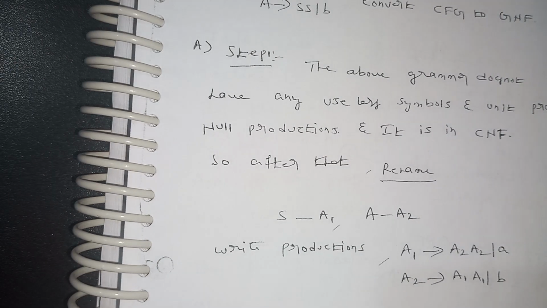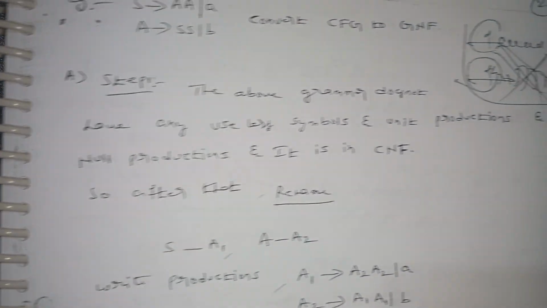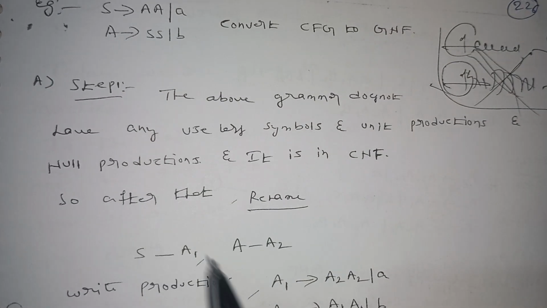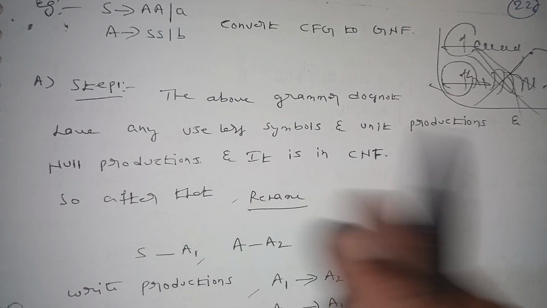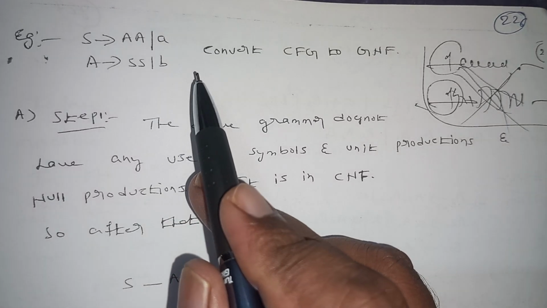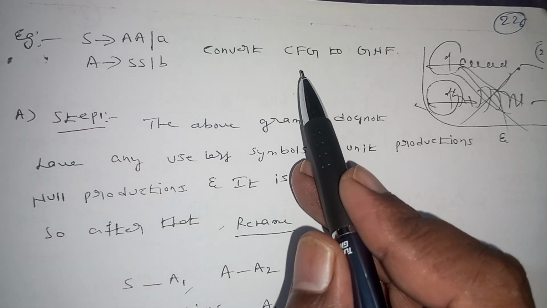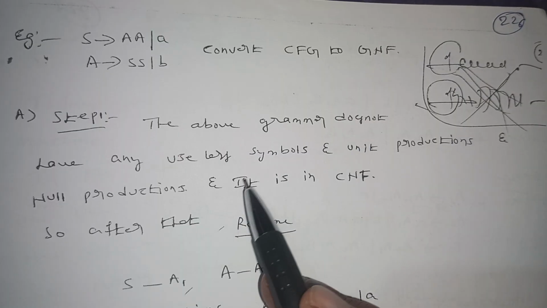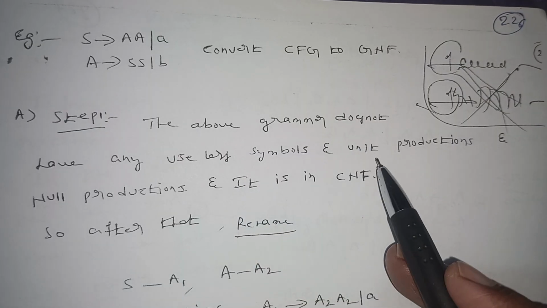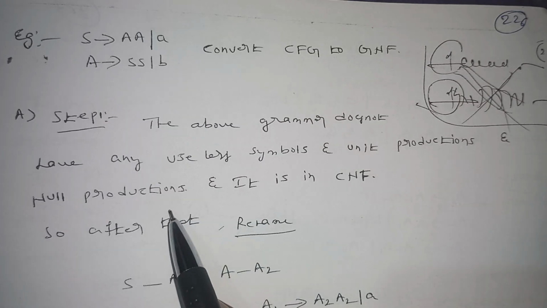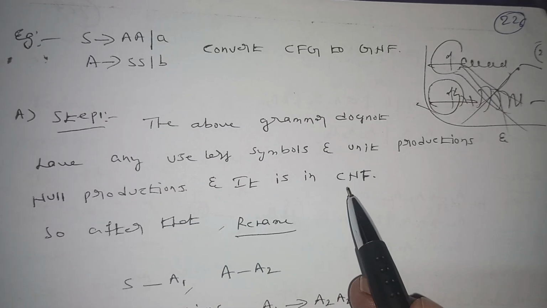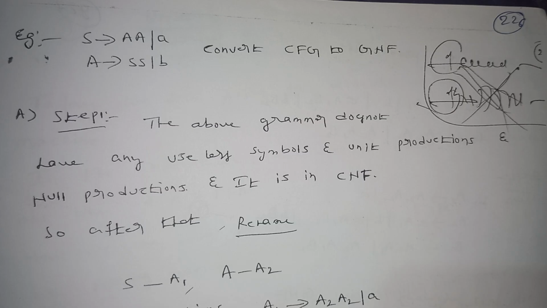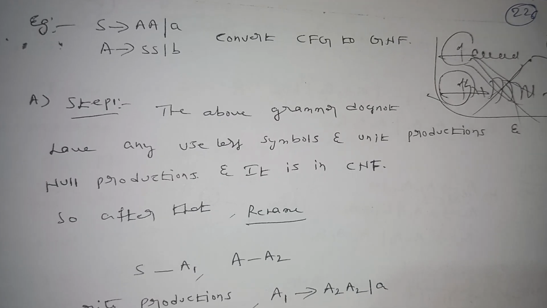Now see here, the same example. S tends to AA, convert the CFG into GNF. The above grammar does not have any useless symbols, unit productions or null productions. Again it is also in the CNF. That you have to make sure, because if you want to convert the grammar into CNF, it must be simplified.